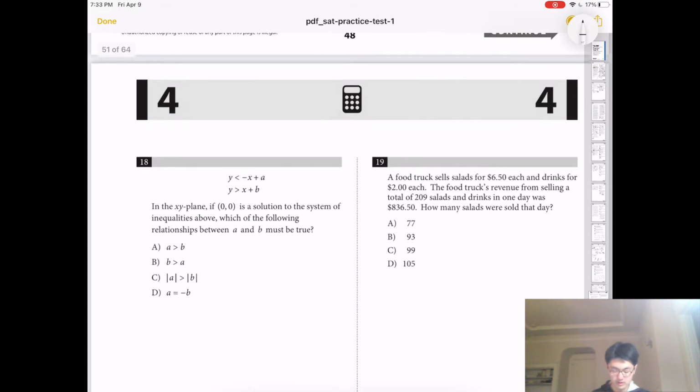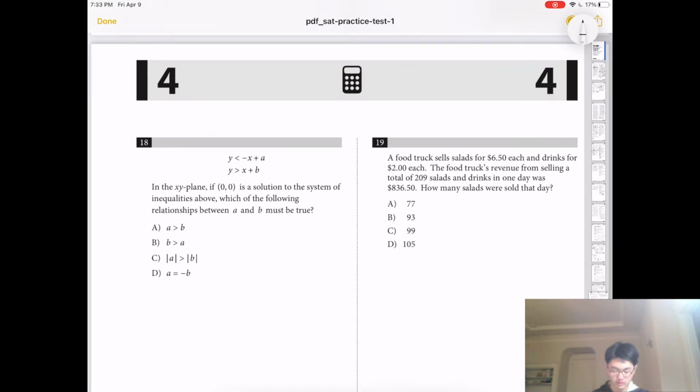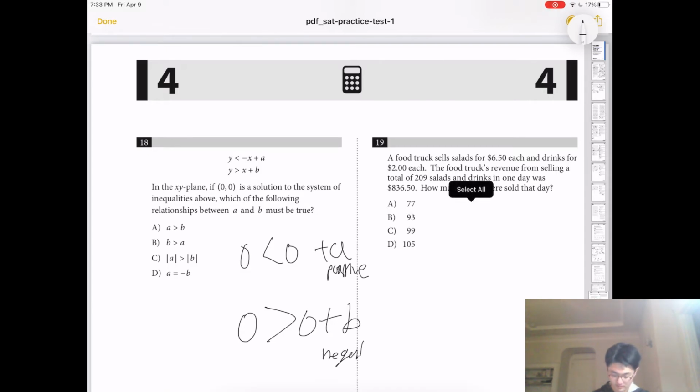In the xy-plane, if (0, 0) is a solution to a system of inequalities above, which of the following relationships between A and B must be true? So 0 is greater than 0 plus A, and we're just putting 0 and 0 for y and x. 0 is less than 0 plus B. So A has to be positive, and B has to be negative. So we know that A has to be greater than B because positive is greater than negative. So the answer is A.